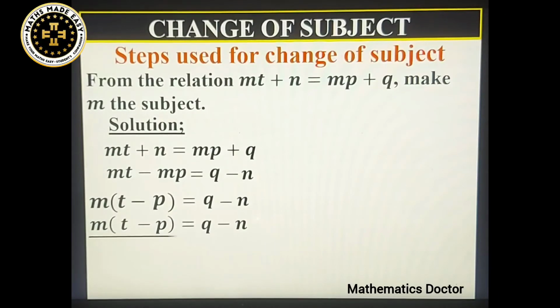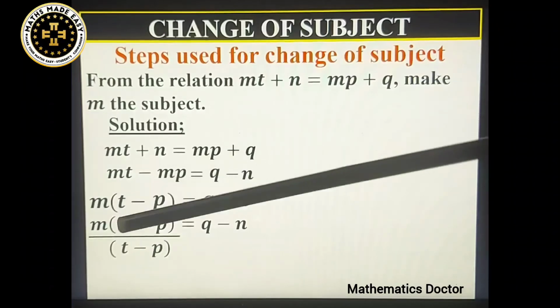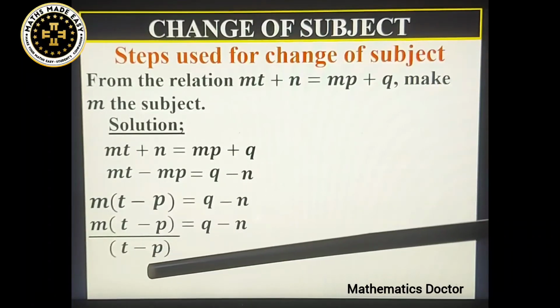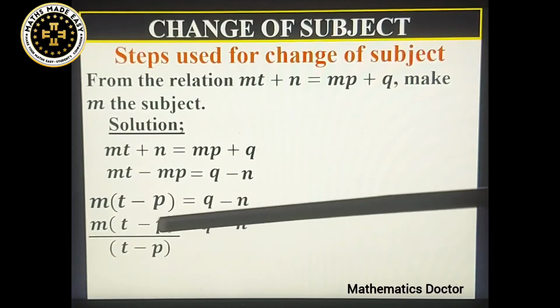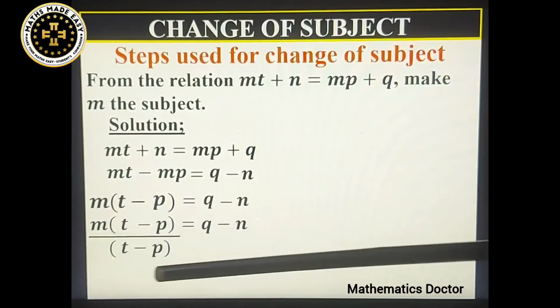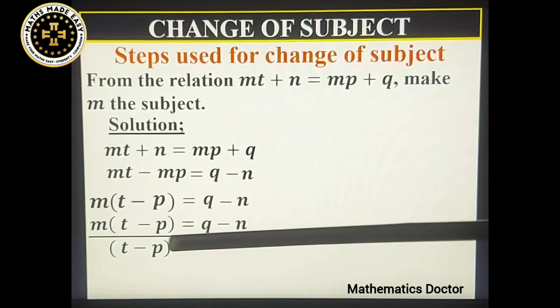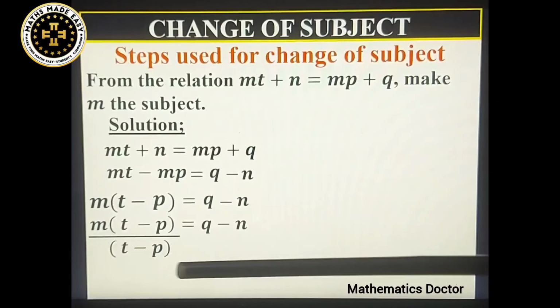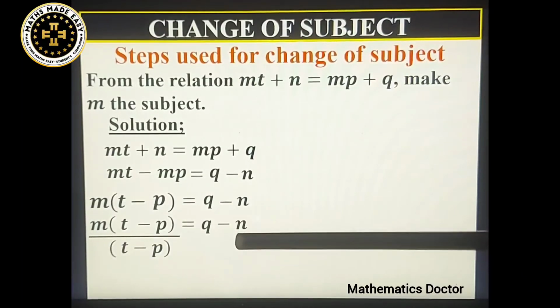So let's divide, bring the division sign, then t minus p will be dividing down there. This same t minus p expression has been divided down here so that they will cancel out. But since there is an equal sign here, whatever I do at the left hand side, I have to do the same thing at the right hand side. So if you realize I divided t minus p at the left hand side, I have to still divide t minus p at the right hand side.